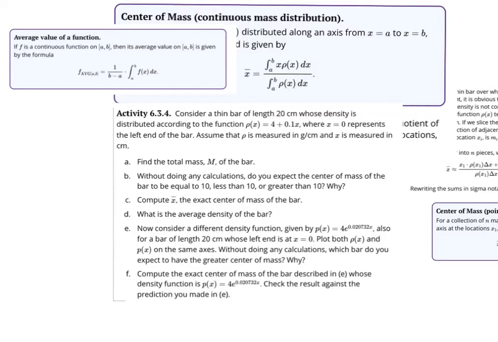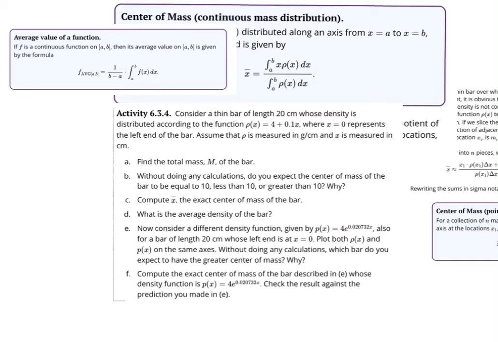Part E, we have a different density function that's called p of x, and it involves an exponential. We still have a bar whose length is 20 centimeters and whose left end is x equals 0. They're asking you to plot rho of x and p of x on the same axes, and then without doing any calculations, which bar do you expect to have the greater center of mass and why? To help you with this, you can type both of these functions into Desmos.com.